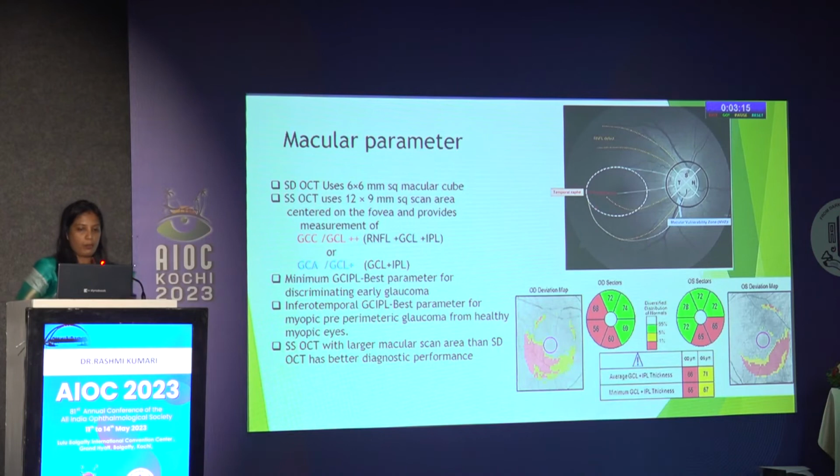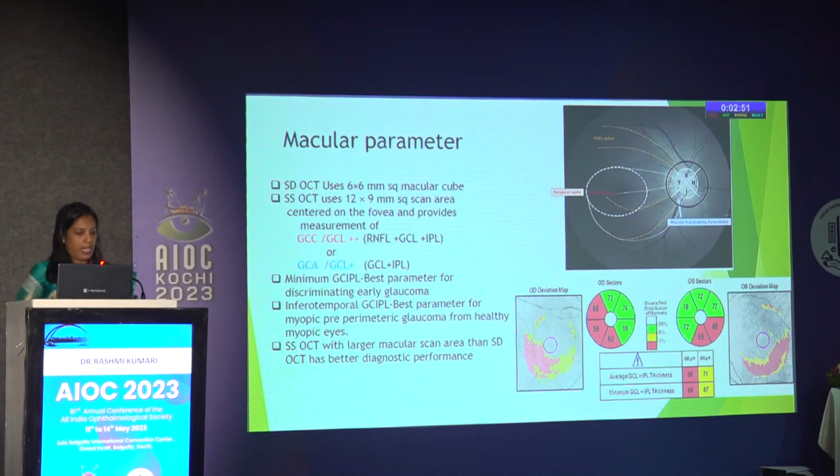Now coming to the macular parameters, spectral domain OCT uses a 6 into 6 millimeter macular cube, while the swept source OCT uses a wider field, that is a 12 into 9 millimeter scan, and the measurement given is in two forms: GCC, ganglion cell complex, or GCA or GCIPL. Different machines have different inbuilt formulas for calculating them.